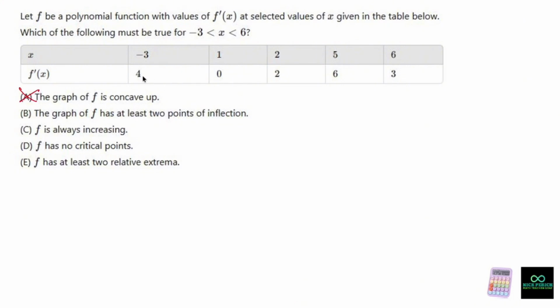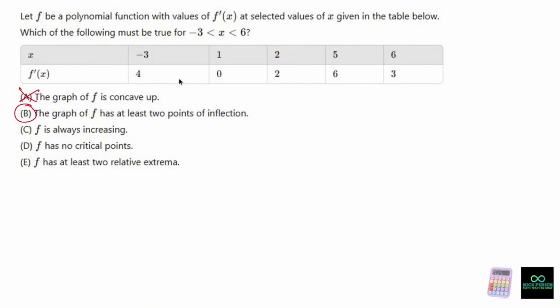Right? Because I go from 4 to 0 to 2, so that's a change of direction. And then from 2 to 6 to 3, there's another change of direction. So since it changes direction twice, we can assume that the graph has 2 points of inflection. Now let's rule out the others.